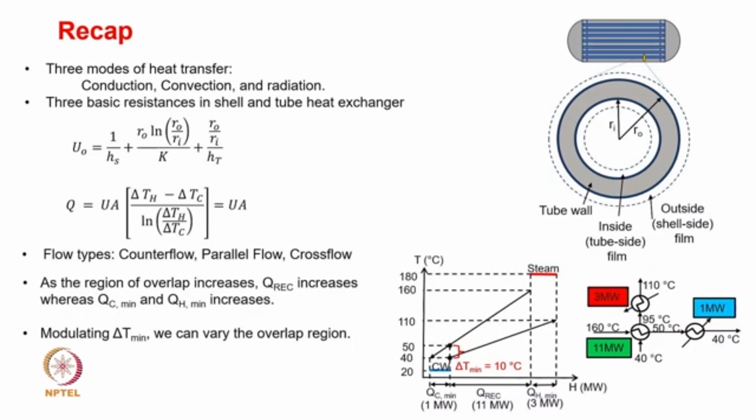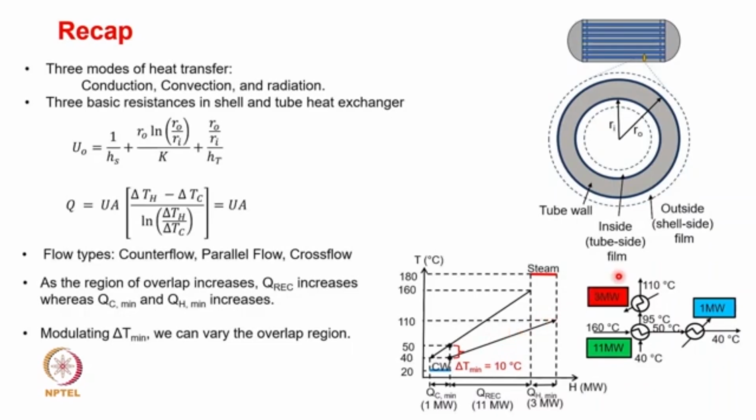Then we spoke about various types of heat exchanger flows, which are counter flow, parallel flow, or cross flow, and then we spoke about something known as composite curves, as we see over here. What we have found is that as the area of overlap in the composite curve increases, the heat transfer also increases, and it is predominantly determined by the factor we call delta T minimum.